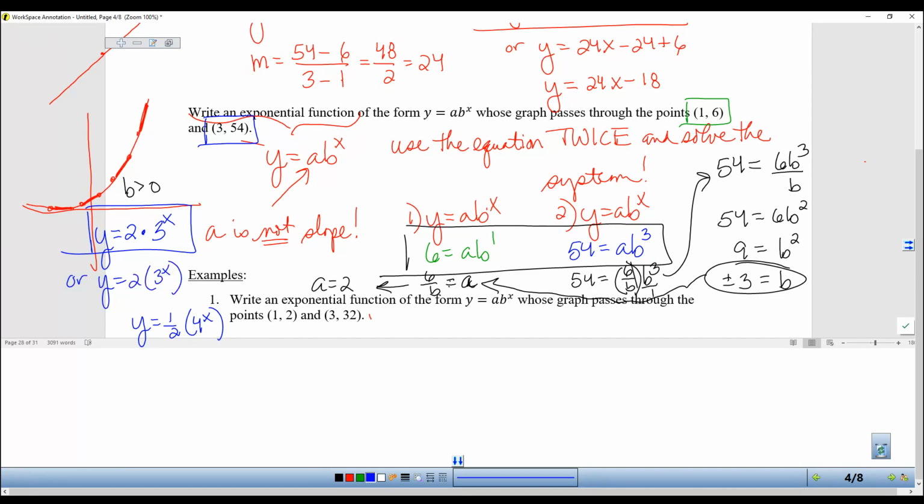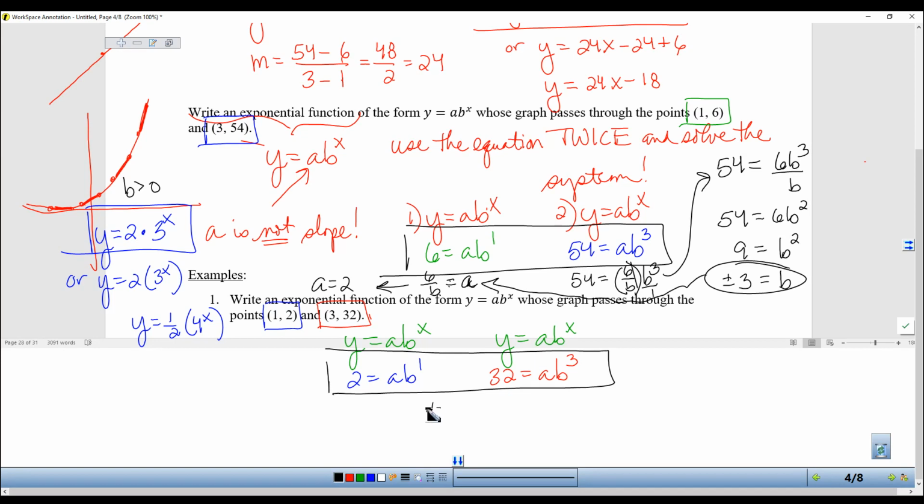So you can go ahead and try that one on your own, but of course I will do it for you. So same thing. I'm going to write my equation twice. I'm going to fill it in twice. First with 1, 2. 2 is equal to ab to the 1. And then with 3, 32. 32 is equal to ab to the 3rd. I have a system of equations now, and I'm going to use substitution.